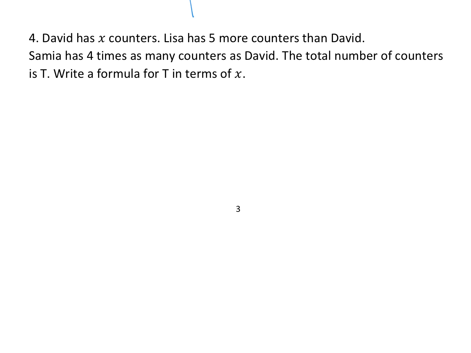So we've got David. He is X. Lisa has 5 more than David, so she would be X plus 5. And Samia has 4 times as many as David, so 4 times X, which is 4X.